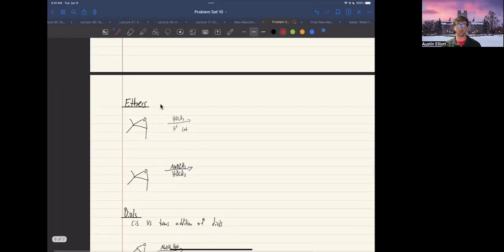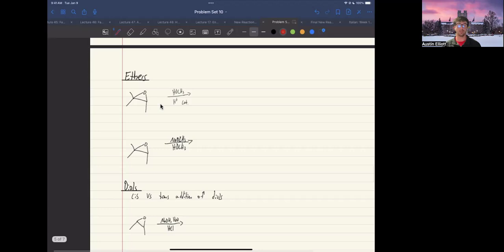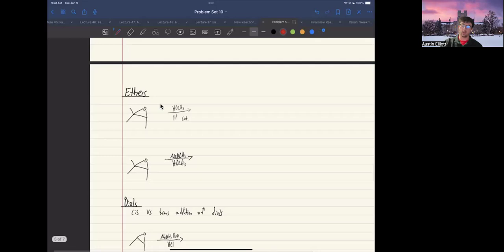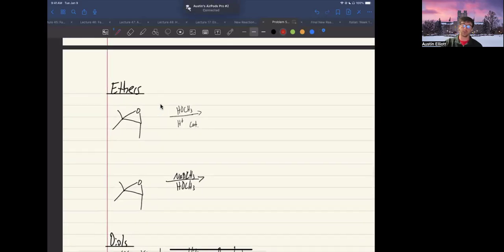So now kind of moving on to the formation of ethers. We have two different types: acid catalyzed and base promoted. So this first one right here is acid catalyzed, and HCl could be it. A lot of times it will just be written as H plus catalyst or something like that. So just understanding what an acid catalyst is, is helpful here.